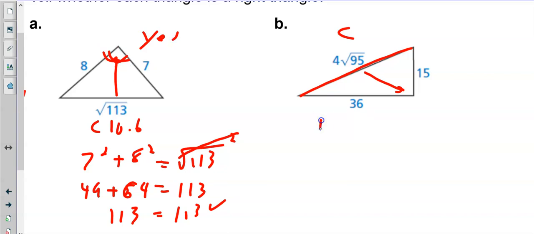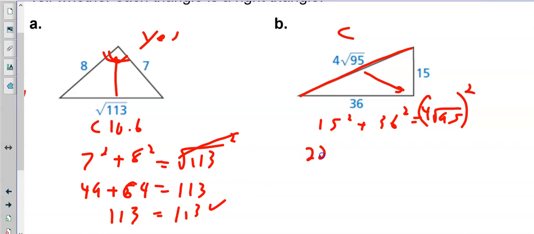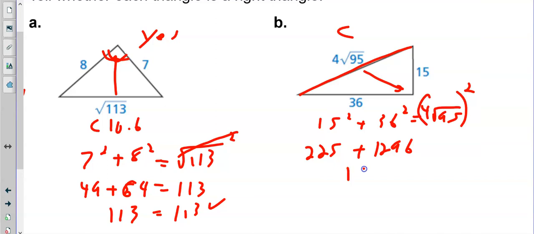This one over here, 15 squared plus 36 squared equals 4 times the square root of 95, squared. Now, got to be careful here. That's squared. So gotta slow down here a little bit. So this is 225 plus 1,296. That's going to end up being 1,521.